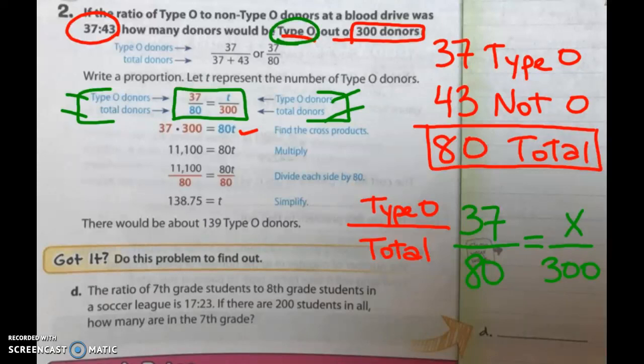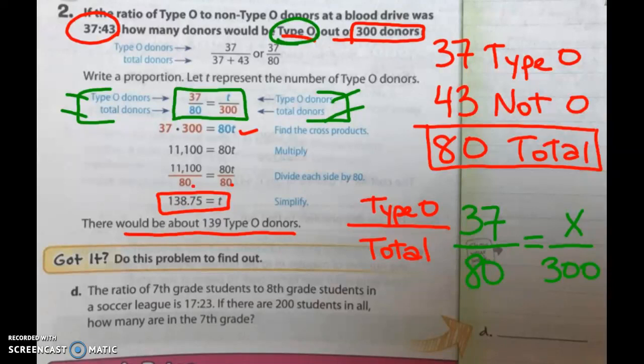And when you multiply that out, you're going to get 11,100 equals 80T. When you undo multiply, you're going to divide both sides by 80, and then you'll get your answer. So obviously in this problem, we're talking about people. So 138.75 doesn't really make sense for a person. So they've just rounded and said there would be about 139 type O donors. So if there was 300 people at the blood drive, 139 of them would be type O.